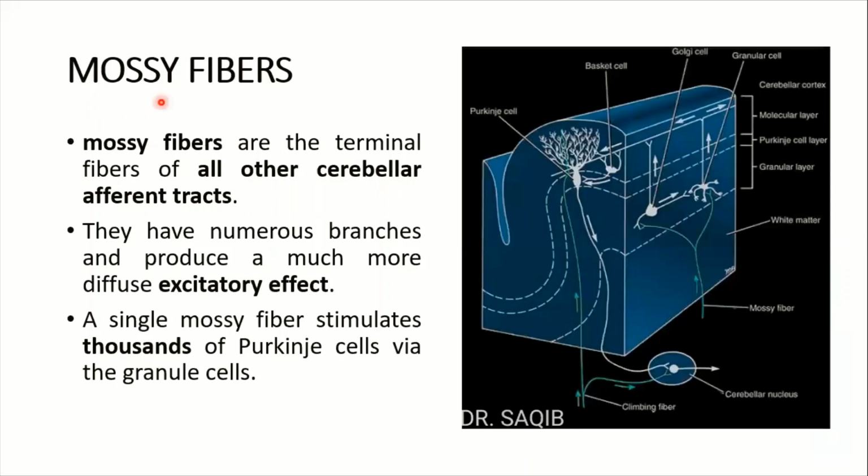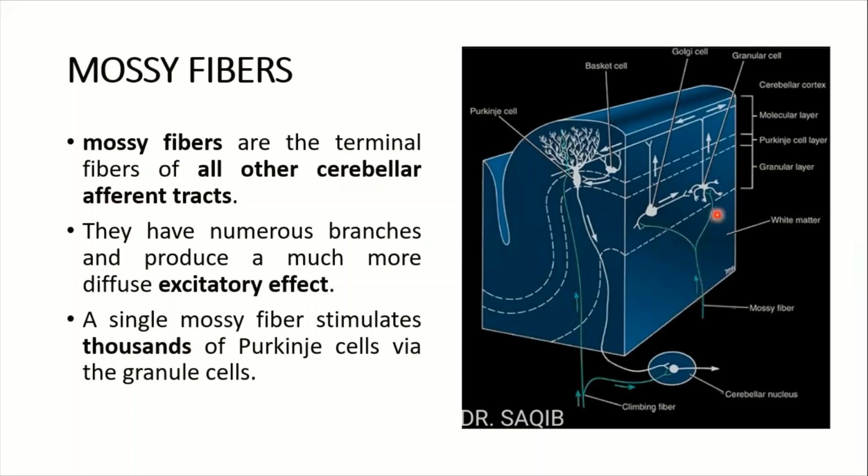So then there are the mossy fibers. Here you see these are the mossy fibers. So what are they? These are the terminal fibers of all other cerebellar afferent tracts, and they have numerous branches and produce a much more diffuse excitatory effect.